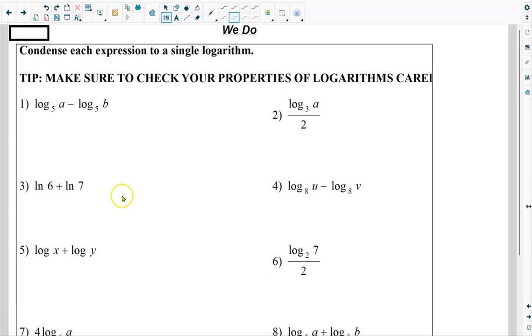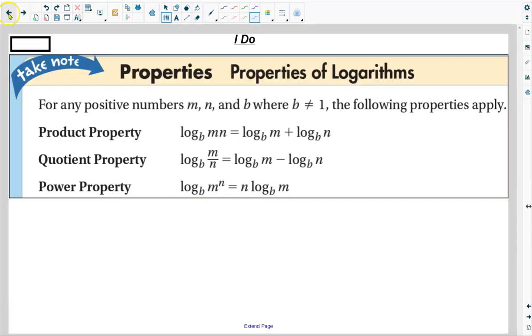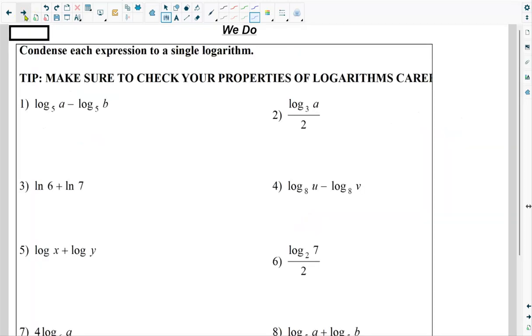So I'm going to give you a lot of examples. You're going to get a chance to practice on a lot of examples. Again, practice is critical to build your confidence. Condense each expression. Let's understand that we're going to use product, quotient, or power properties, and sometimes two or more at the same time.